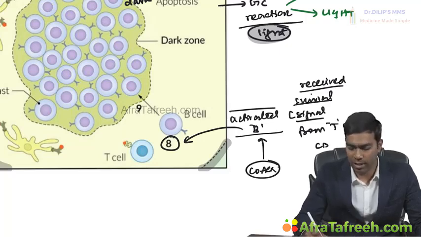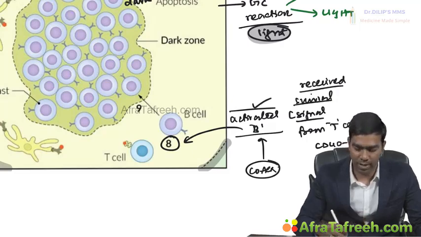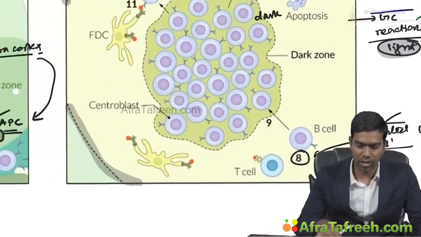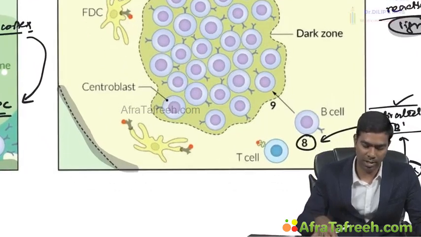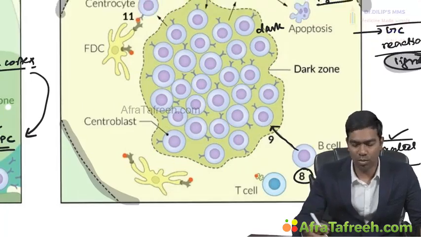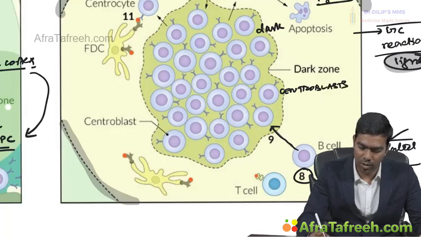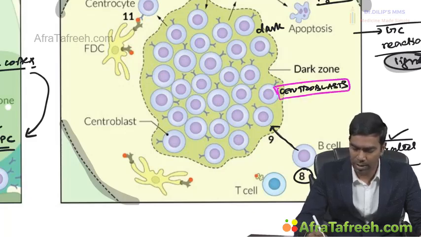Survival signal from the T cell in the form of CD40 ligand interaction, which has resulted in IL-4 secretion from the T cell. So the B cell, now activated, is entering the germinal center area, that is the germinal center reaction. And these B cells enter the dark zone. In the sense, they are the ones that form the dark zone, and they turn into a certain group of cells called centroblasts in the dark zone.